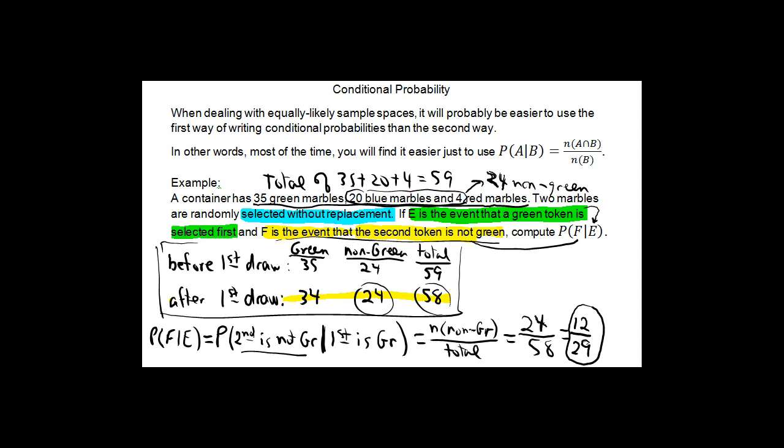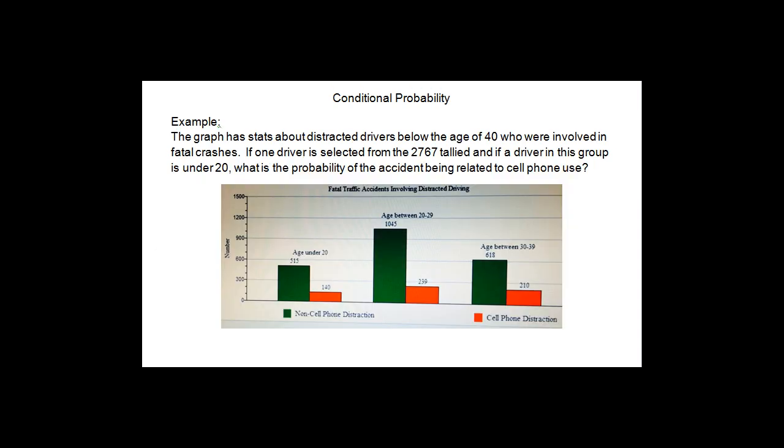The more you organize, take your time, and highlight the important information, the better off you're going to be when you're solving these problems. Let's look at another example. It's a little different, but in the long run it's the same principle. It says the graph has stats about distracted drivers below the age of 40 who are involved in fatal crashes. If one driver is selected from the 2,767 tallied, and if a driver in this group is under 20, what is the probability of the accident being related to cell phone use?